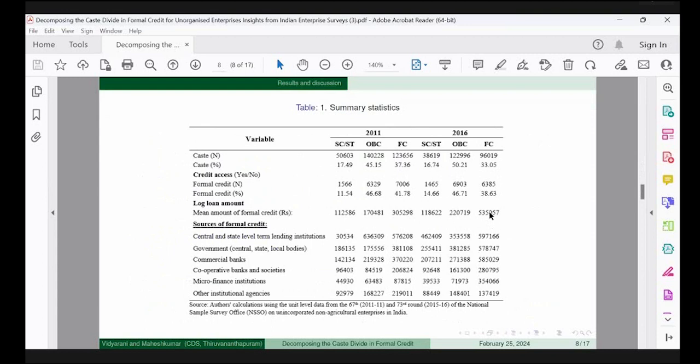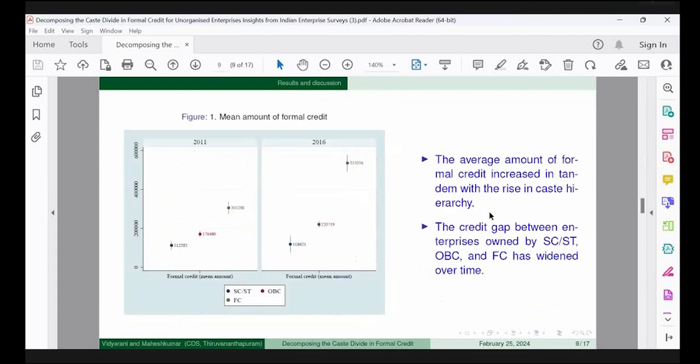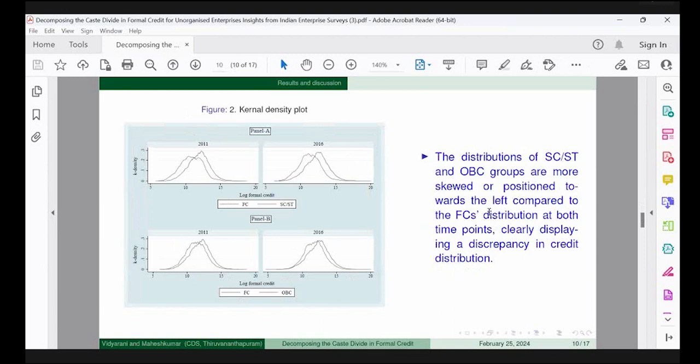Okay. This is the summary statistics of my analysis. This diagram explains the mean amount of formal credit differences between the different caste groups in different time periods. We can see that the average amount of formal credit increases as the caste hierarchy increases. So the credit gap between enterprises owned by SC/ST, OBC, and FCs has widened over time. The same results hold in this kernel density plot also.